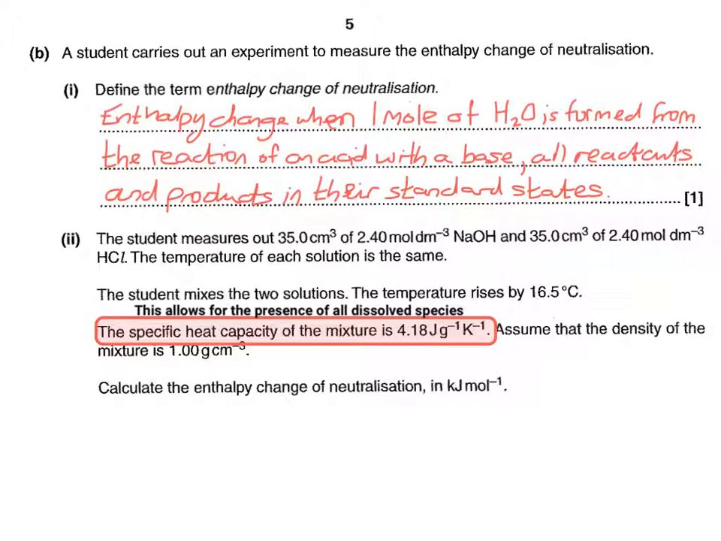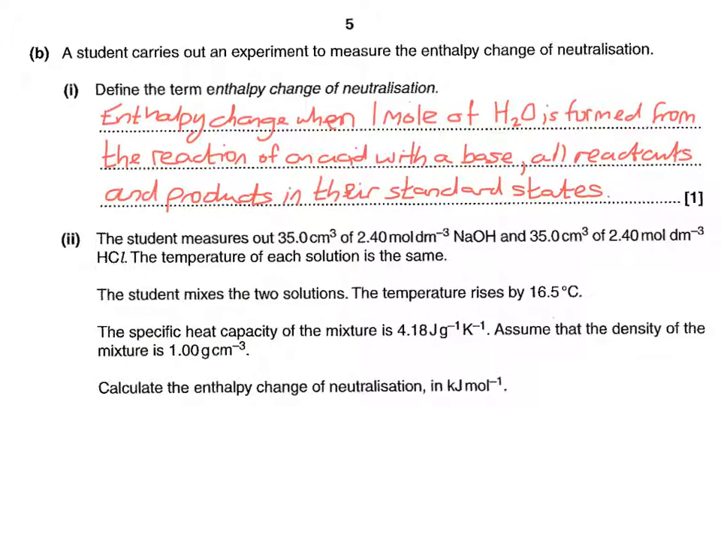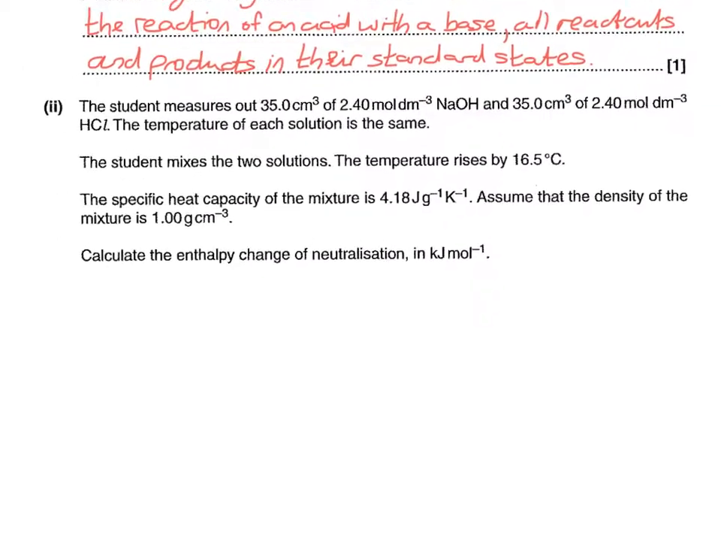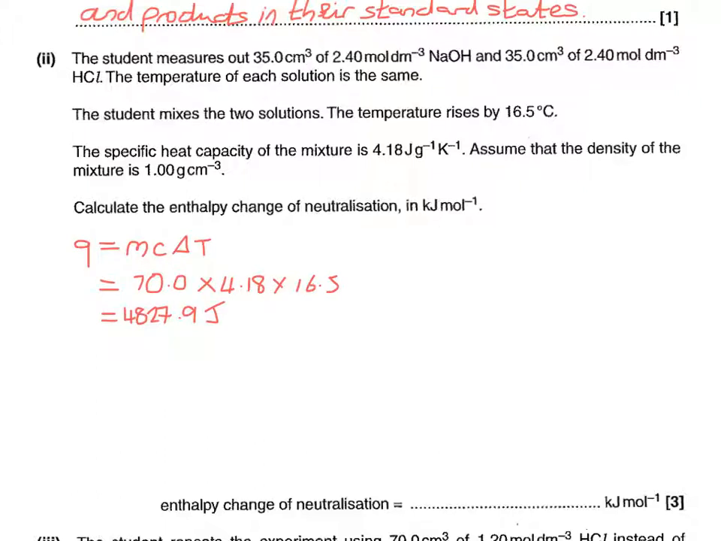So it says the temperature rises by 16.5 degrees C. So don't forget that means that the enthalpy change is going to be exothermic. It also tells you that the specific heat capacity of the mixture is 4.18 joules per gram per Kelvin, which allows for the presence of any dissolved species like we talked about a bit earlier. I'm going to move the page down a bit to make some room for the calculation. Taking into account the combined volume of the two solutions, 35 of NaOH and 35 of HCl, the total volume of the whole mixture is going to be 70 cm³. So therefore the mass is going to be 70 grams.